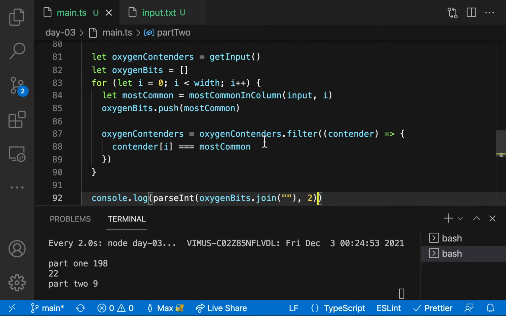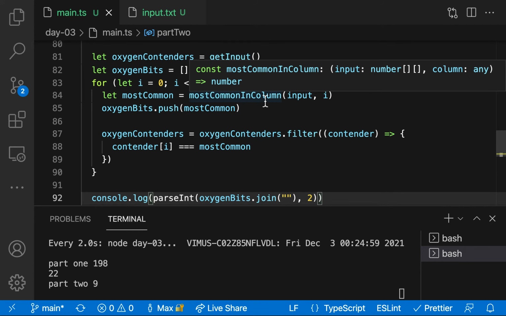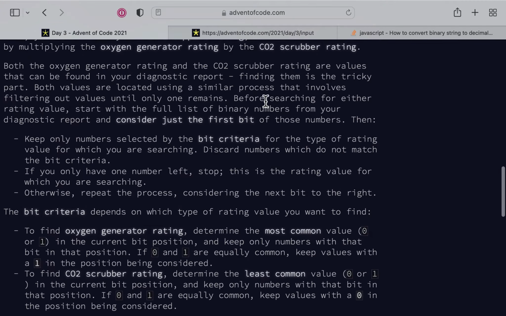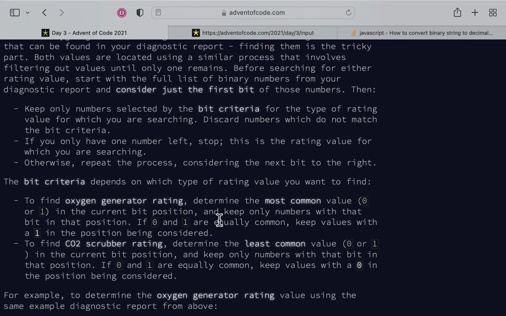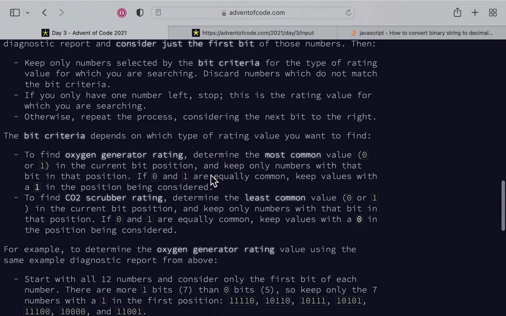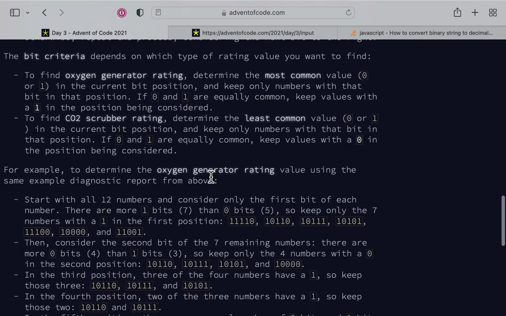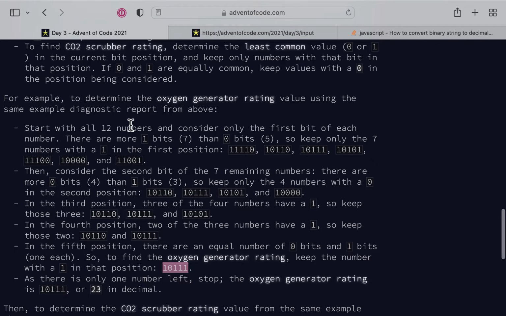Let's think for a sec. So we've got most common column. For oxygen, we want the most common value. Keep only numbers with that bit in that position. Start with all 12 numbers. Consider the first bit of each number. There are more 1 bits than 0. So, great.